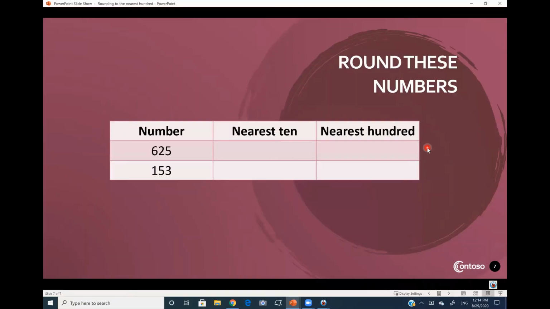Our challenge for today is to round this number, 625, to the nearest 10 and to the nearest 100, and the number 153, to the nearest 10 and the nearest 100.